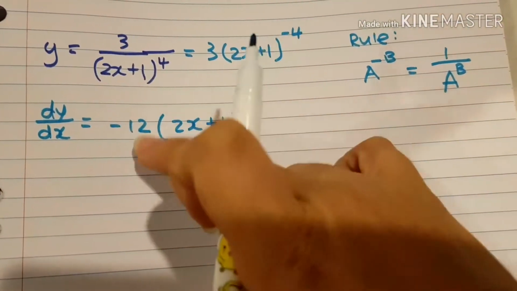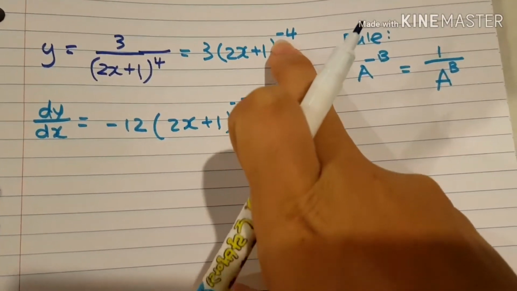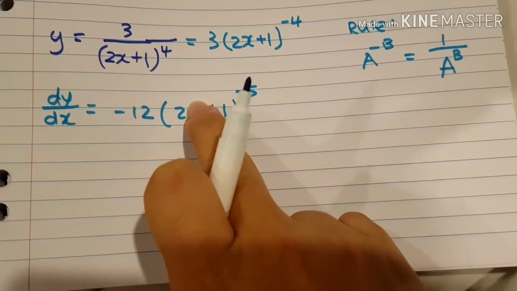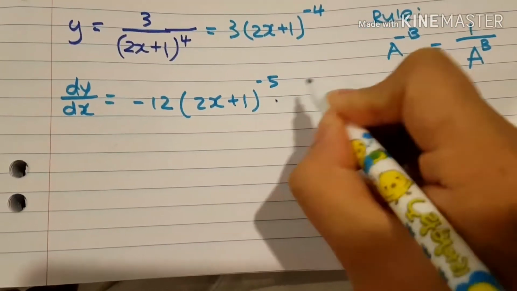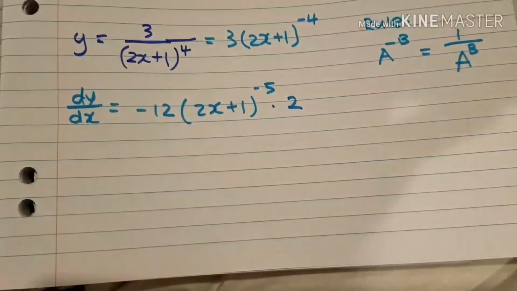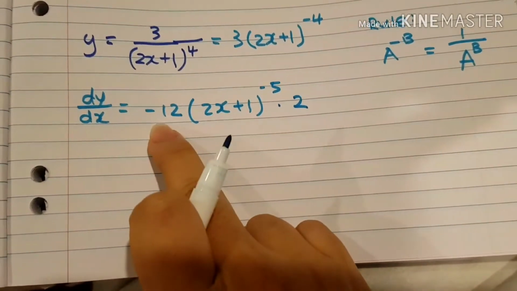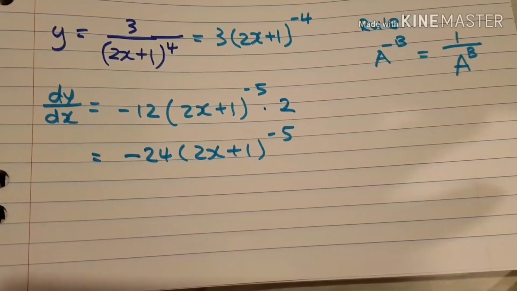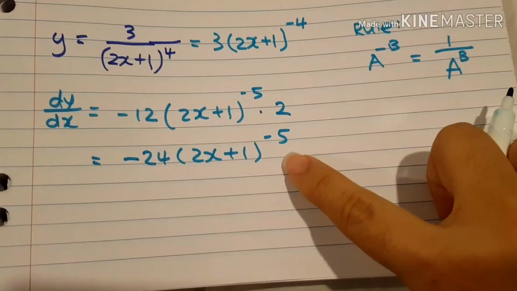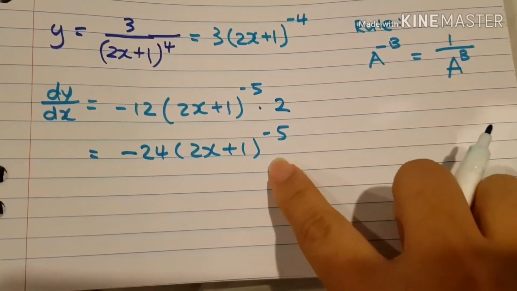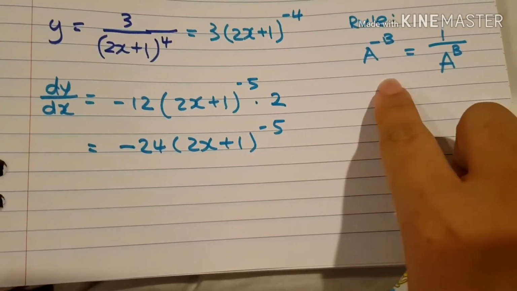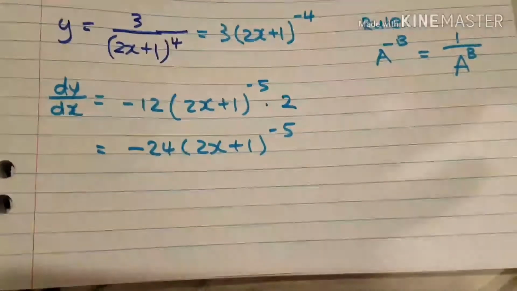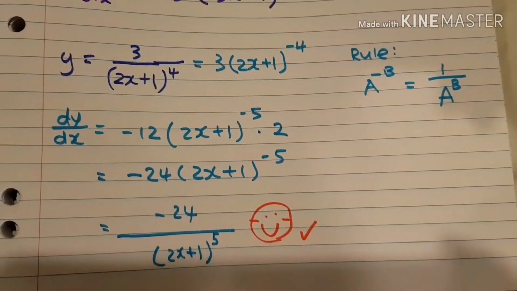So pull that down, multiply negative 12, and negative 4 minus 1 should be negative 5. And I need to differentiate this one, which would be 2. So over here, I'm just going to write 2. And I can simply multiply these two together like this, okay? But would you leave your answer like that? You should put it back into fraction form because we never leave negative power as it is. So put it back into the fraction form. So that one will go down looking like this.